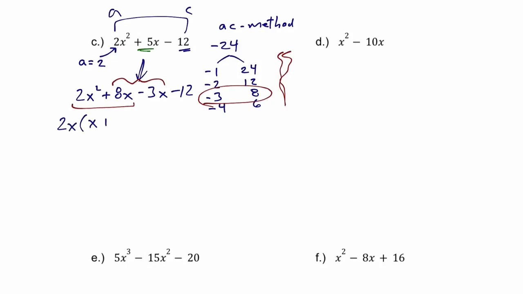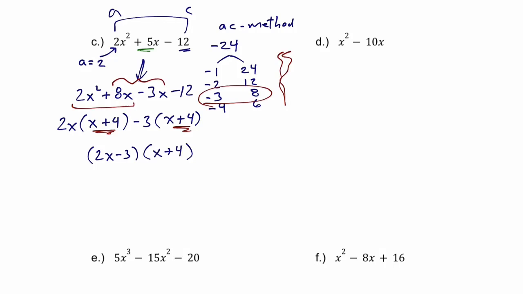It leaves behind x plus 4. And I can factor out a negative 3 from the second two terms, and it also leaves behind x plus 4. So this x plus 4 is exactly the same. That means I have x plus 4 times 2x, x plus 4 times minus 3.